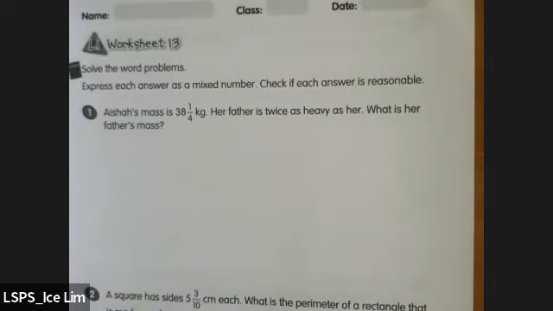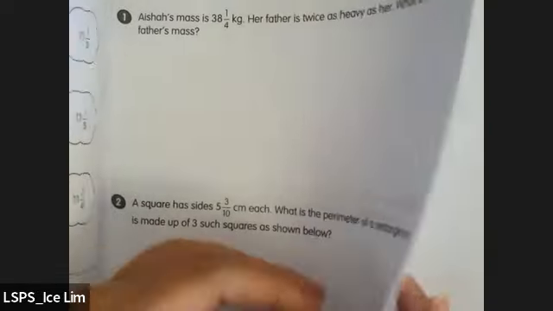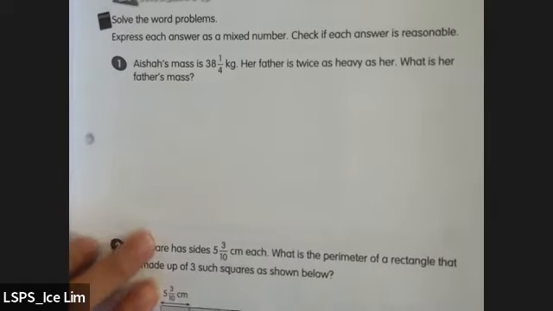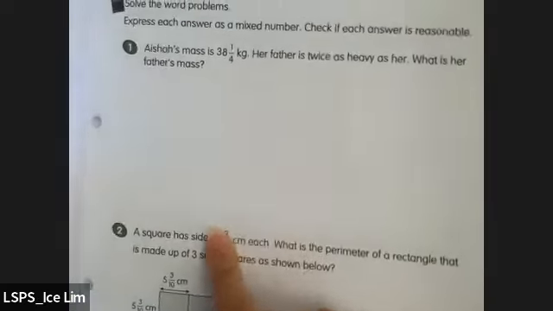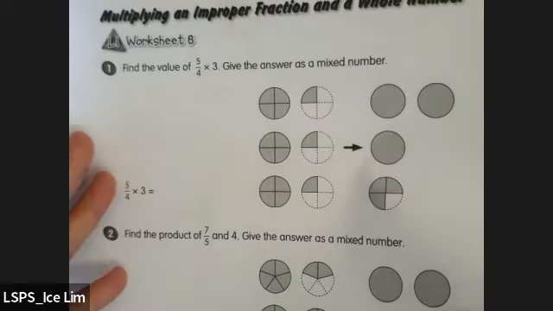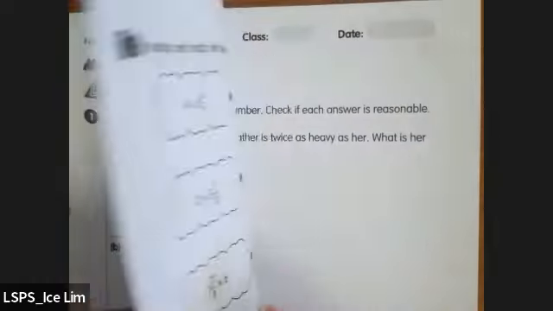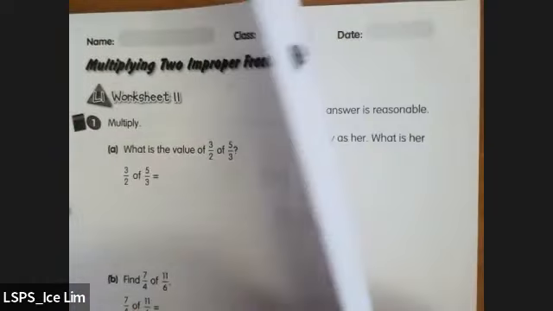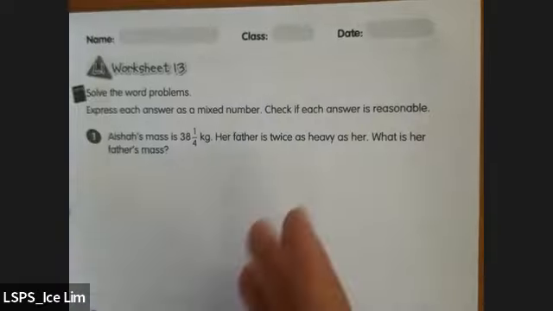But then you see later on here, the word problems. None of the word problems shared here tell you which one to use. You know what I'm talking about? None of these word problems tells you which one it is. Is it improper times whole number, proper times proper, improper times proper, improper times improper, or mixed number times proper, or mixed number times whole number? You see, the word problem doesn't say.